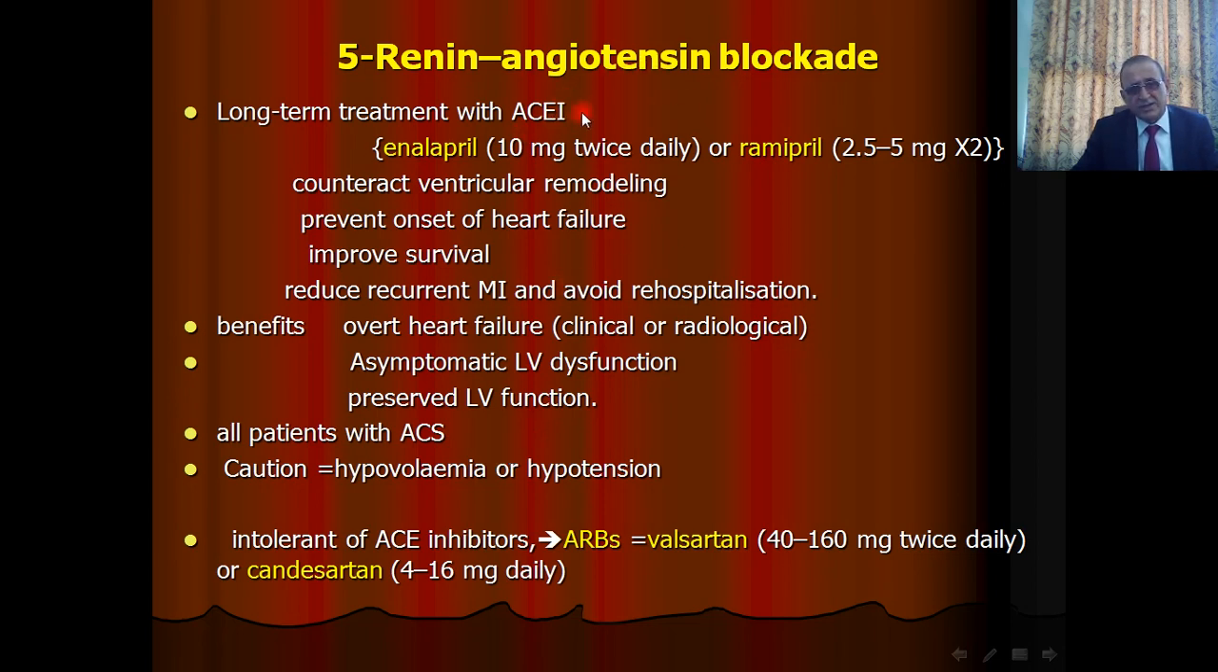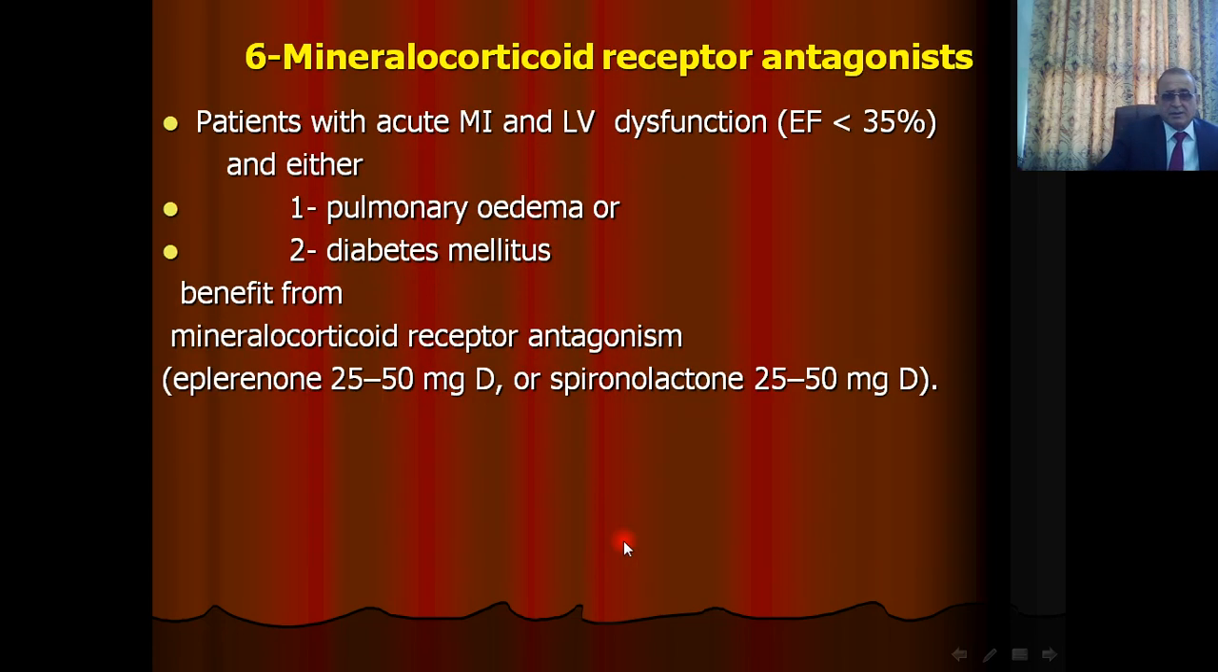The other group of drug is mineralocorticoid receptor antagonists. This is again individualized for certain patients with acute myocardial infarction and left ventricular dysfunction when you have an ejection fraction of less than 35, and the patient is having either diabetes or heart failure, pulmonary edema. Heart failure progressing to pulmonary edema, they will benefit from mineralocorticoid receptor antagonist. There are two drugs, eplerenone and spironolactone, available in our city.